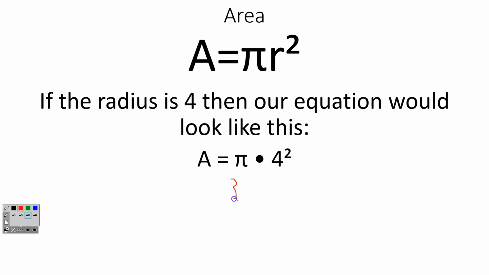Pi, which is 3.14, times 4 squared, or you could say times 4 times 4. So I'm going to do 3.14 times 4 squared, and I get an answer of 50.24. Now this one's a little bit trickier as far as how to solve area compared to circumference, for example, because we really have not done much with exponents. So that squared, again, just means you're multiplying that number by itself.